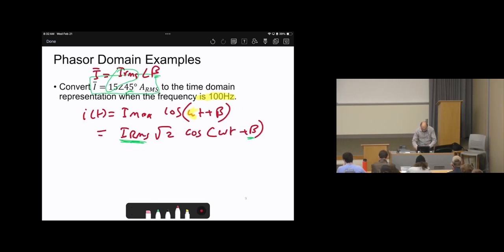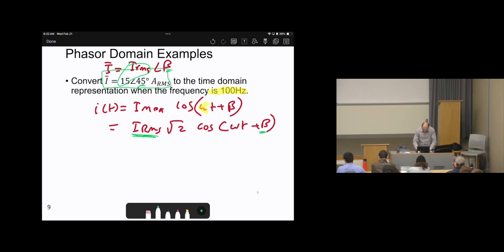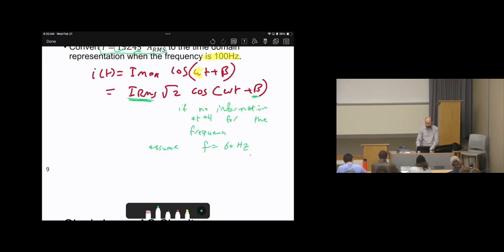So I would say, if there is no information at all for the frequency, assume f equals 60 hertz. Assume. Then what will happen to omega? Omega equals 2 pi times f, which is 2 pi times 60, or in other words 120 pi, or we will say it's 377 radians per second, if there is no information about the frequency.